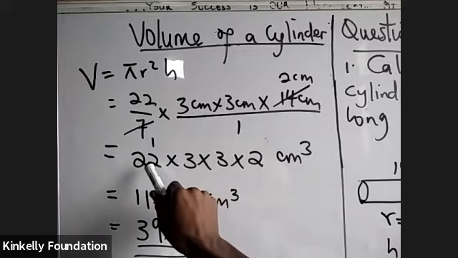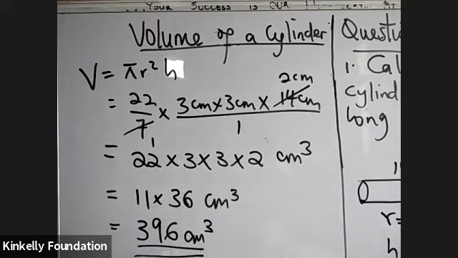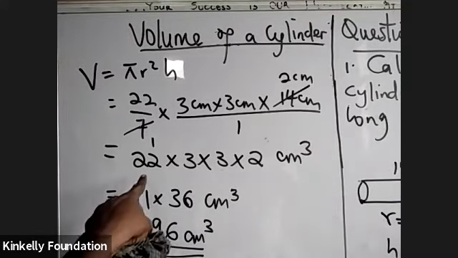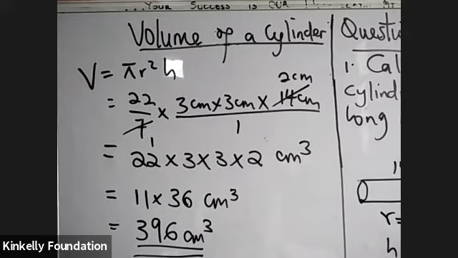Now 22 times 3 times 3 times 3. This times this is what? 6. 6 times 3 is what? 18. 18 times 22 will give us what? 396, all in cm cube. Yes.